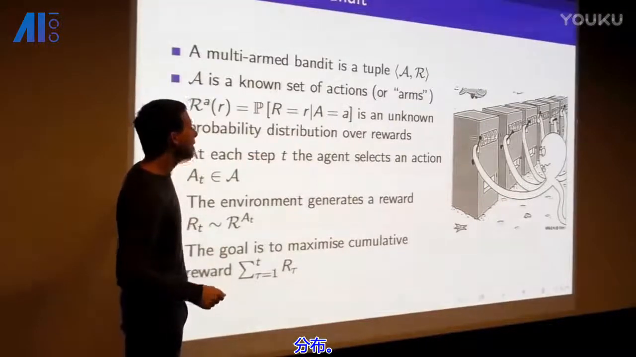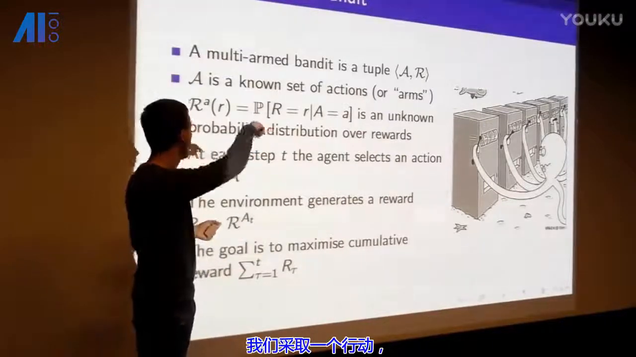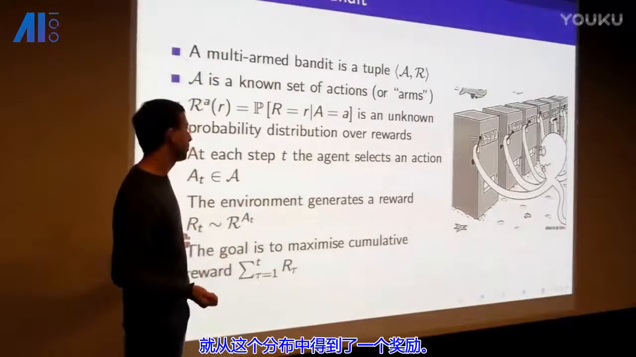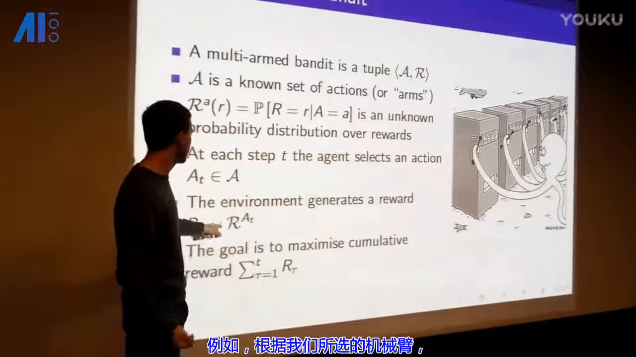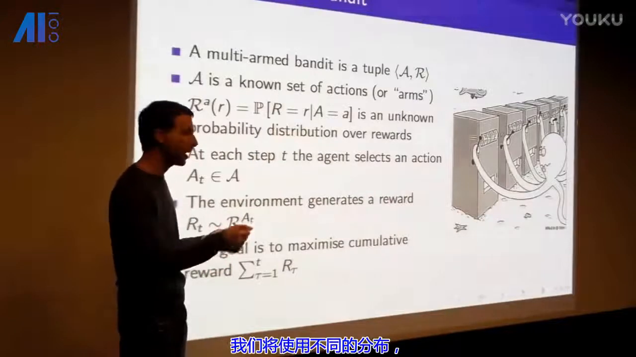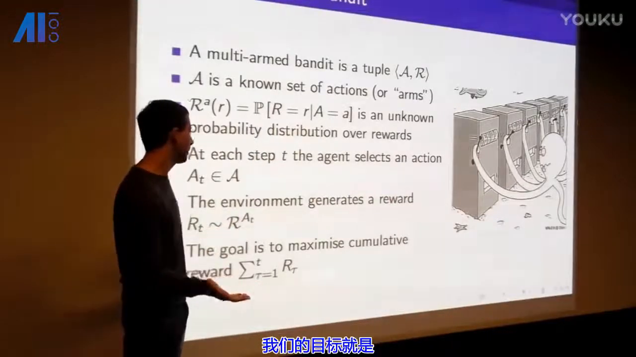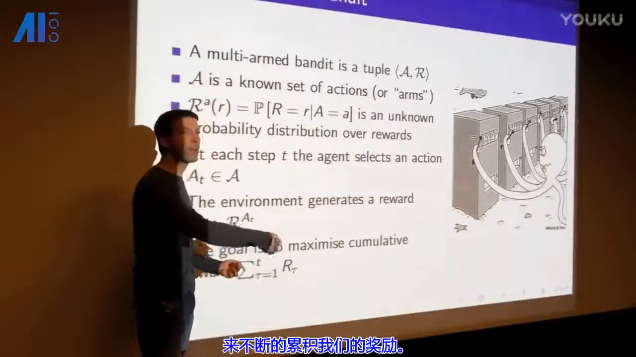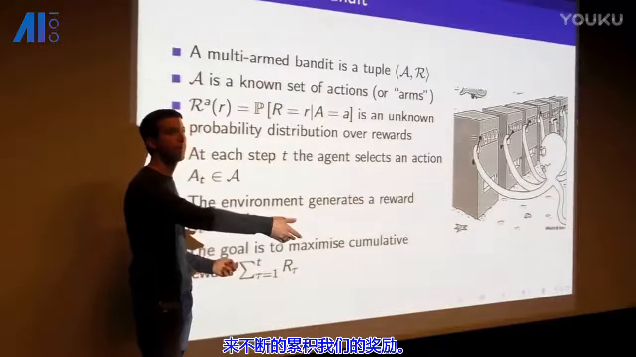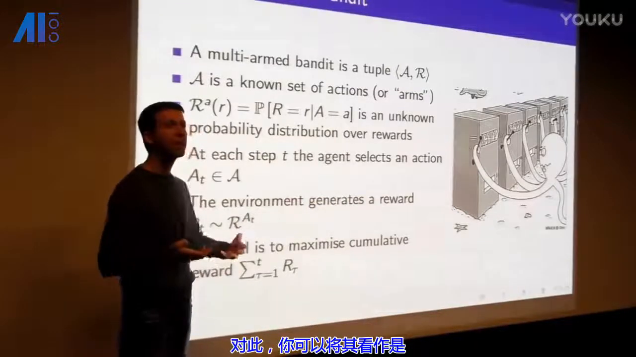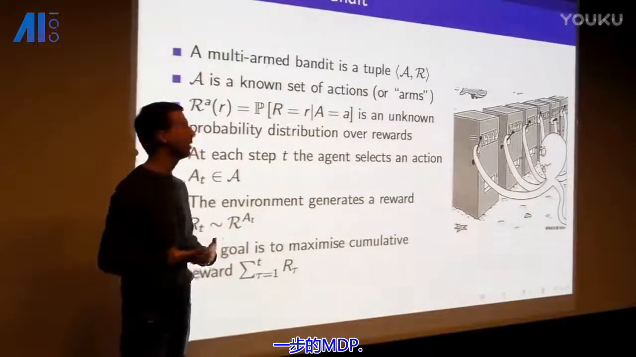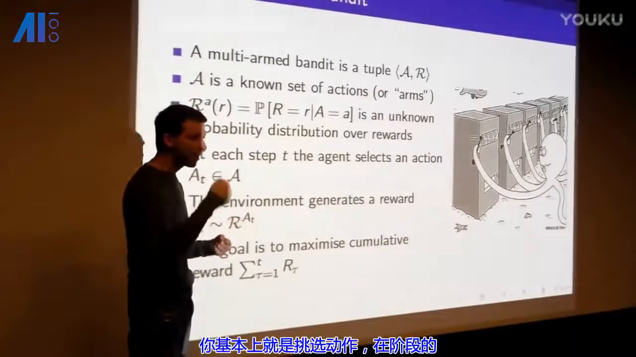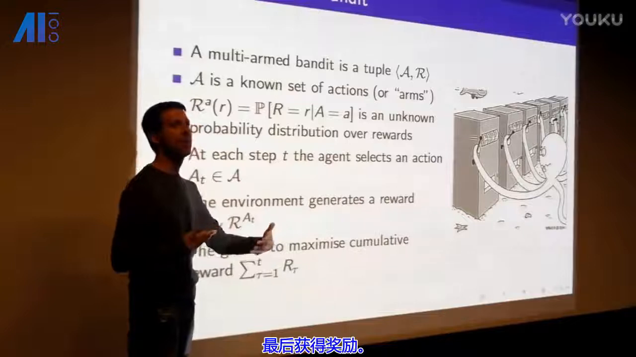At every step, we just get to select one action. We get to pull one arm. The environment generates a reward from the distribution, so we sample from that distribution according to the arm that we pick. The goal is to maximize the cumulative reward, so over time we keep accumulating more and more reward. It's the simplest case. You can think of this as a one-step MDP, where there's one state and one step. You pick your action, you get a reward, and that's the end of the episode.